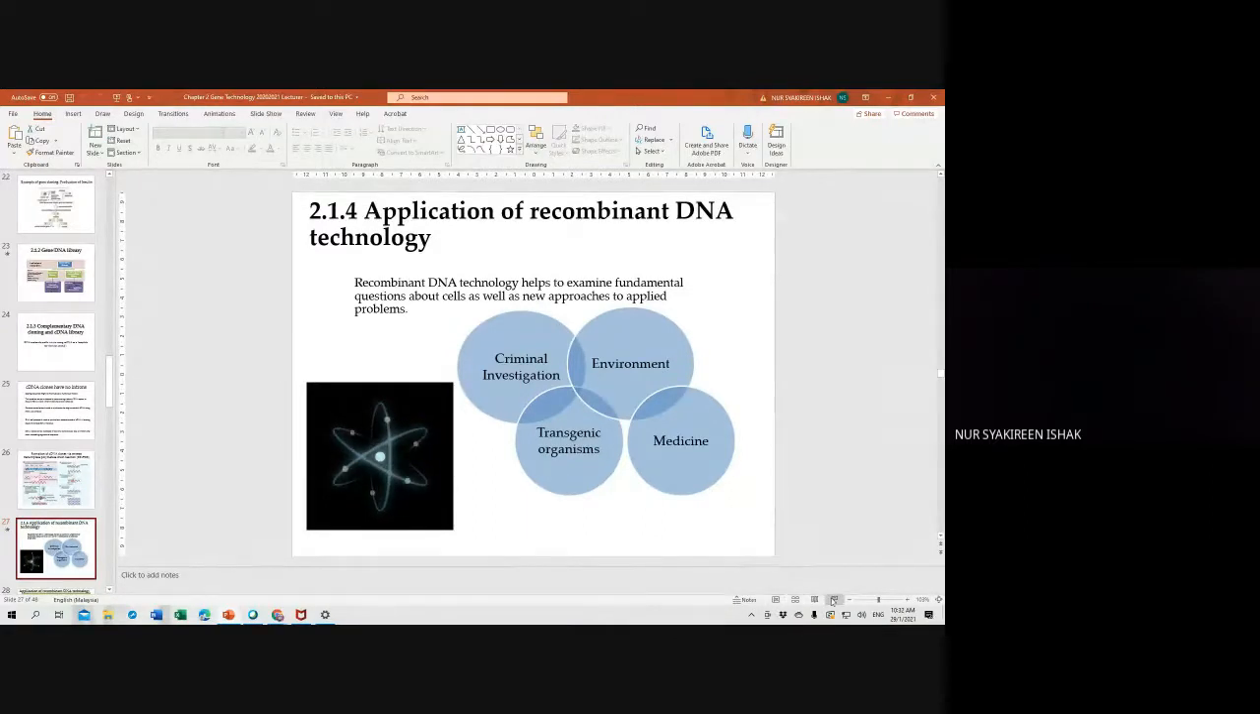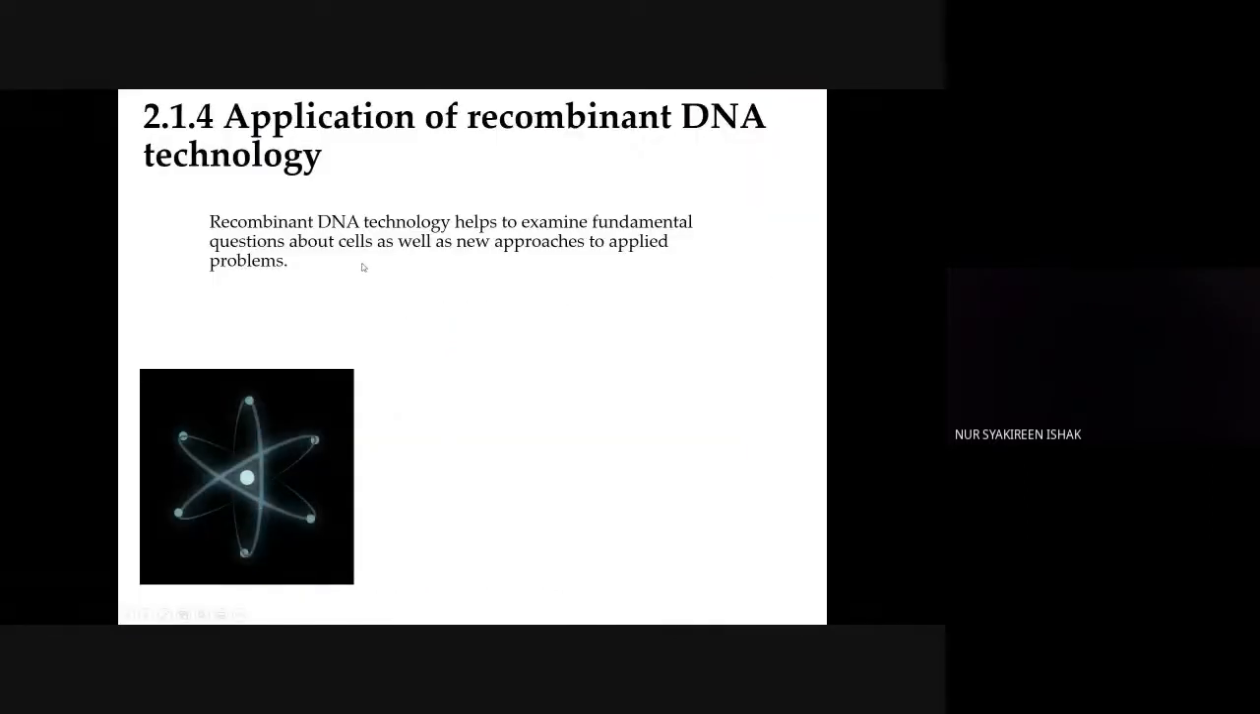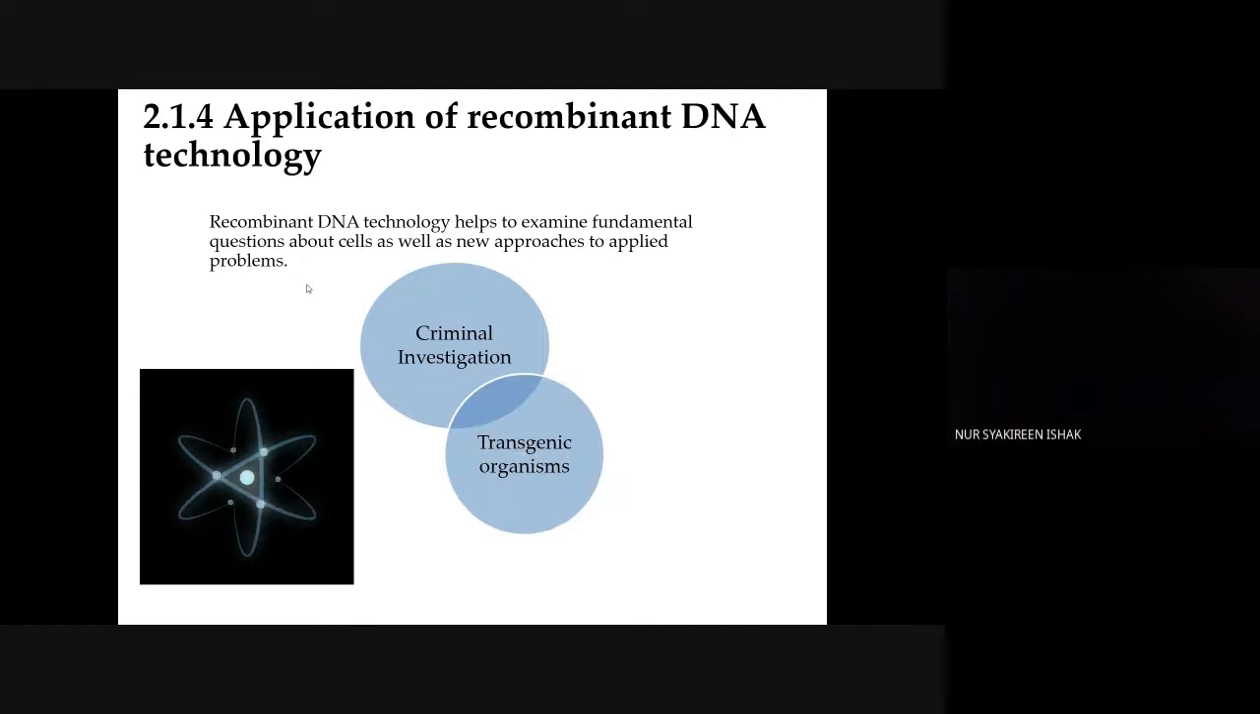So, applications of recombinant DNA technology. Recombinant DNA technology helps to examine fundamental questions about cells as well as new approaches to applied problems. For example, we can apply this DNA technology to the investigation of certain criminal cases, or you can produce GMO, genetically modified organisms, transgenic organisms, bukan transgender tapi transgenic organism.